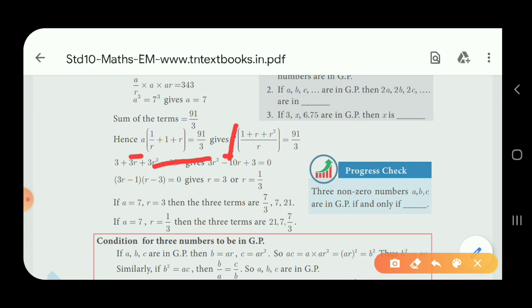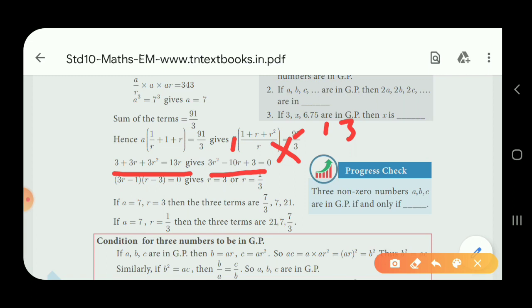So 7 and 91 cancel, since 13 sevens are 91, so you can get the value of 13. Cross multiplying, you get 1 times this, here is 13 times. So you can do the cross multiplication and get 3 + 3r + 3r² = 13r. Rearranging, 3r² − 10r + 3 = 0.